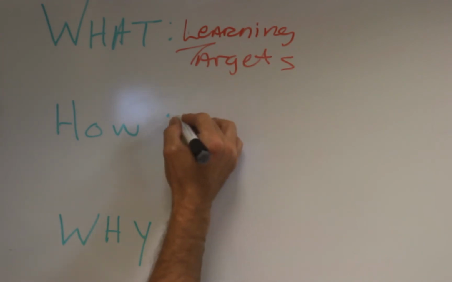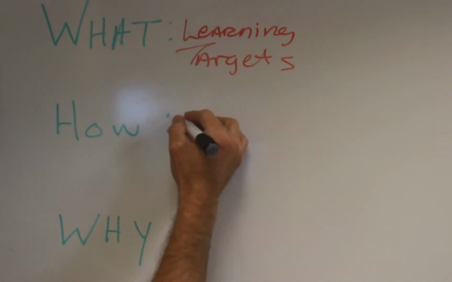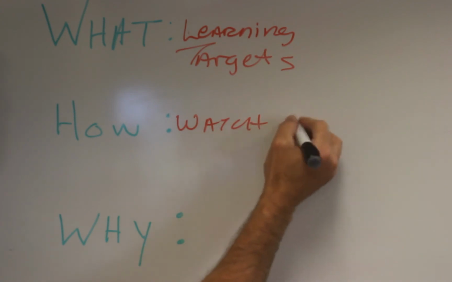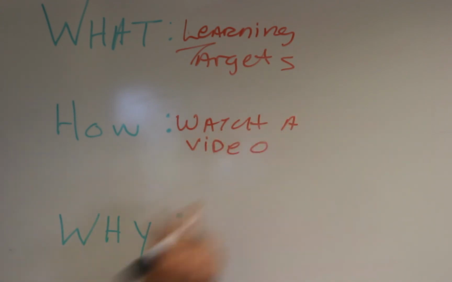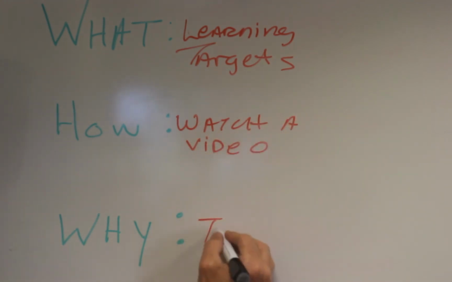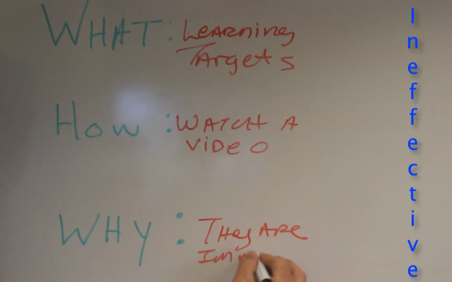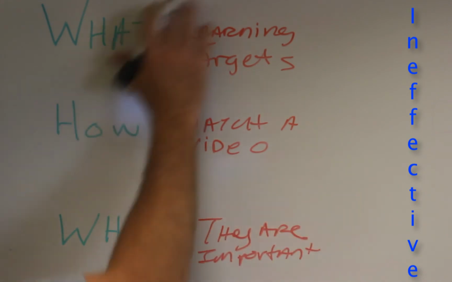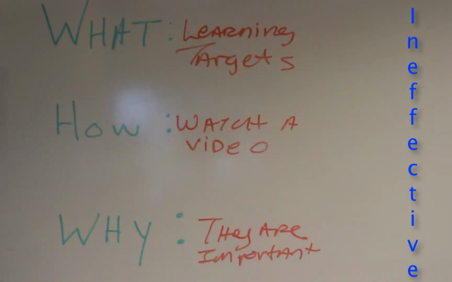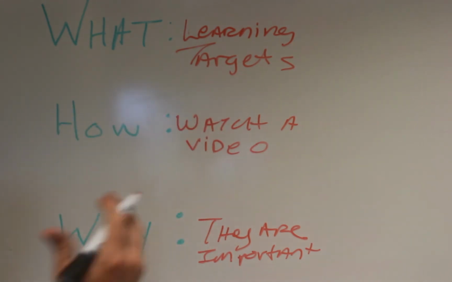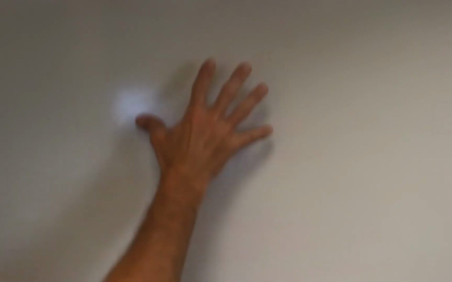How are we going to learn about writing learning targets? We are going to watch a video, and why is because they are important. You can see here, this is going to be difficult for students to own in their learning. We can see how it doesn't spell it out, it doesn't create ownership, and it's incredibly vague, so it looks more like an agenda.